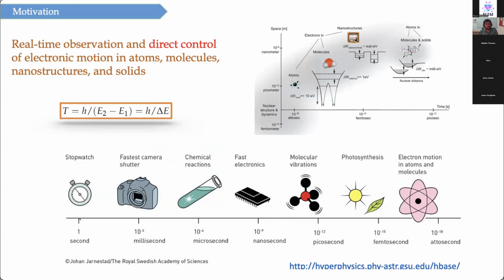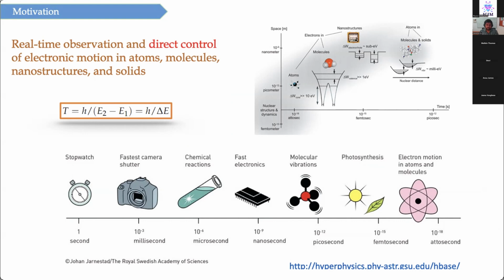A stopwatch can give you 1 second resolution, whereas the fastest camera you can buy in the market can give you 10 to the power minus 3 seconds resolution. You can record videos, the flying objects, etc. But if you really want to look at a chemical reaction, you need at least 10 to the power minus 6 seconds, which is called a microsecond, and you need that kind of resolution in the detector to measure a chemical reaction in a temporal manner.